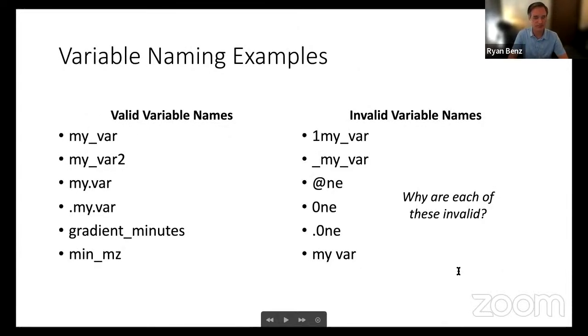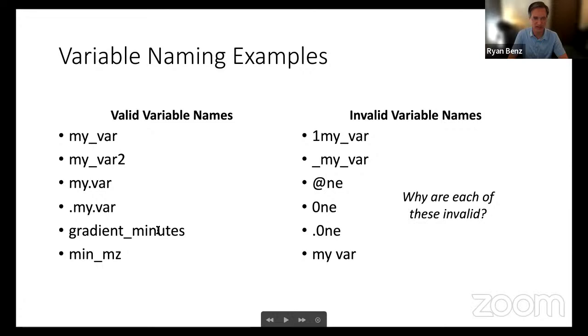So all these variable names here are valid variable names. Notice they only contain letters, numbers, underscores, or periods. Okay, these are all valid variable names. Notice this is a little weird here. We started with a period. That is valid to do in R. You don't often do that. It probably doesn't make sense in general to do that.